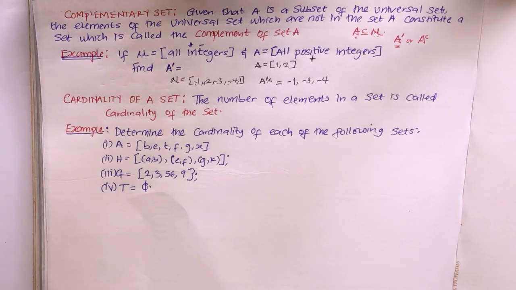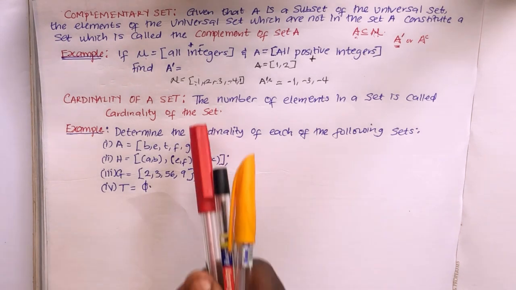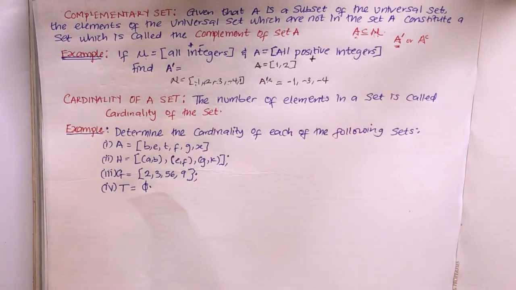Now let's say we have the number of elements in a set is called the cardinality of the set. Yes, the cardinality of the set is taken to be the total number of elements present in a particular set. Now let's check the example under it. Determine the cardinality of each of the following sets.